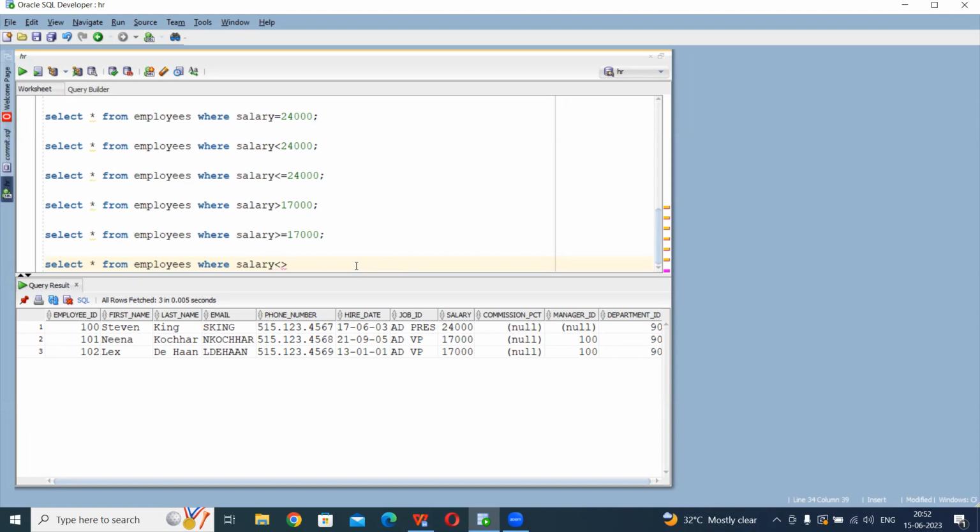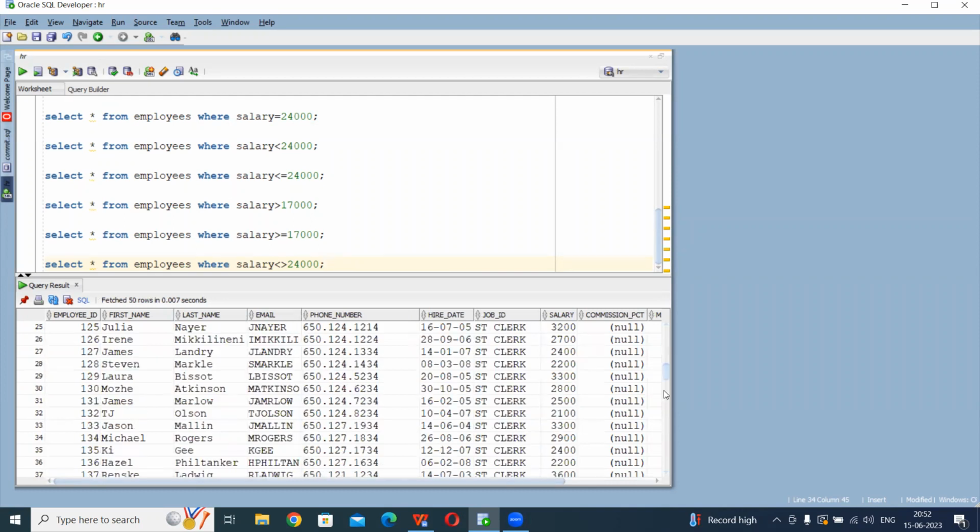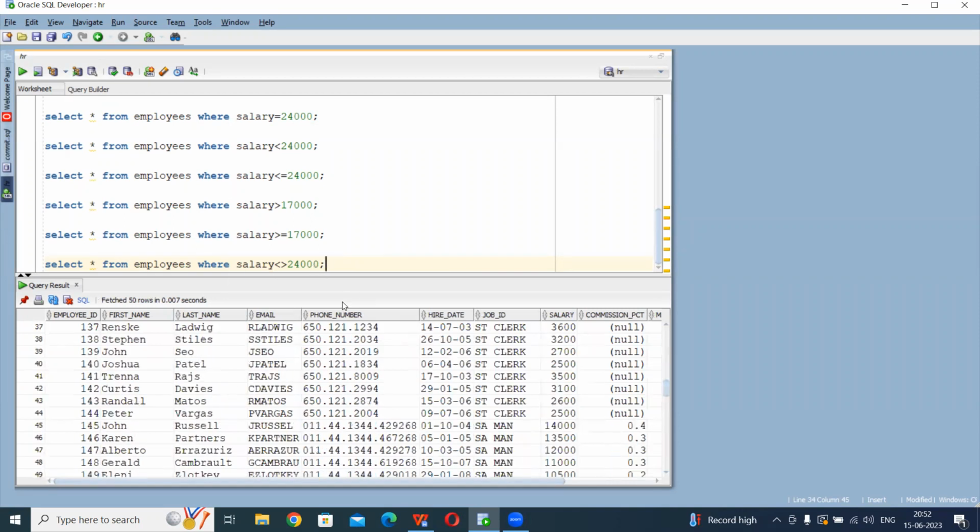In this SQL, if you want to mention not equals to, you need to mention the greater than and lesser than symbols together. If you mention greater than and lesser than symbols together, then we call it not equals to. So here I have given my condition as 24,000. After giving the condition, I have terminated my query, and now I'm running it. I have got all the values from the employees table, excluding this condition. Only this 24,000 is removed, and I have got all the other values from the employees table.